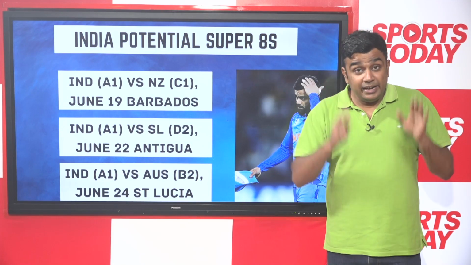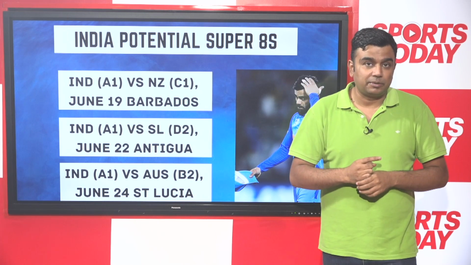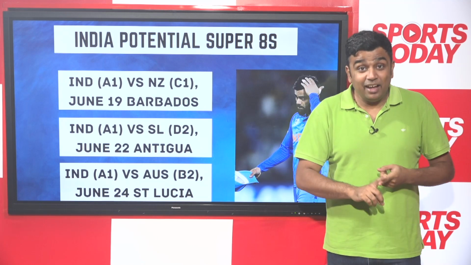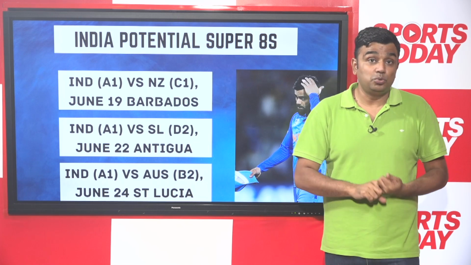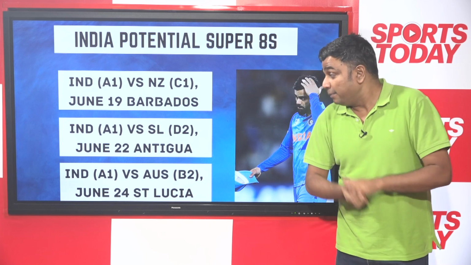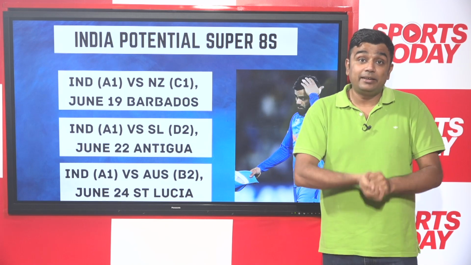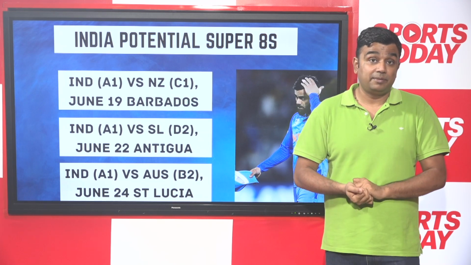Now, India will be playing 1 game from each of the groups. So, India, who are A1, will take on New Zealand, C1, in Barbados on June 19th. Then they will travel to Antigua, where they'll take on Sri Lanka, D2. And then they'll finish the Super 8 stage on June 24th at St. Lucia. Now, India, because they're A1, are slated to play the semi-final at Providence, Guyana.